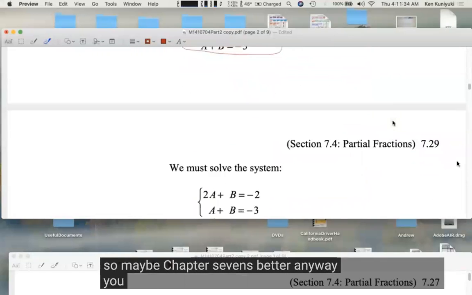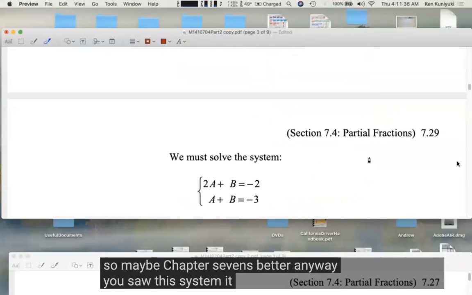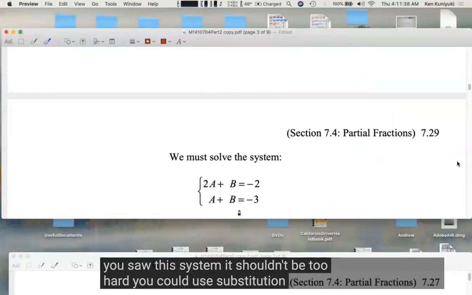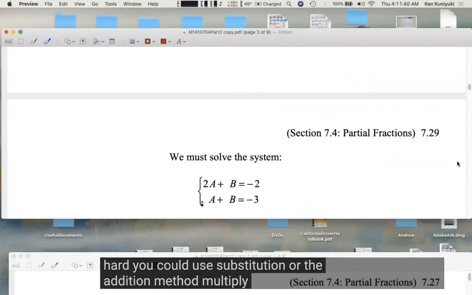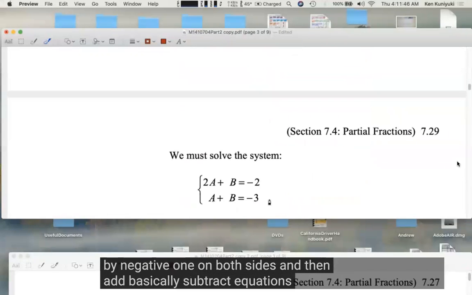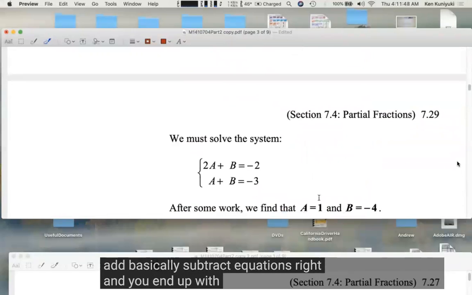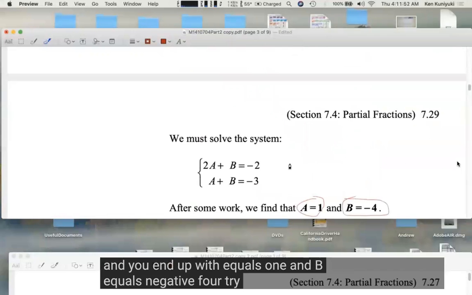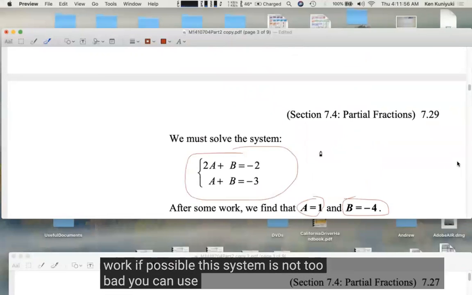Anyway, you solve this system. It shouldn't be too hard. You could use substitution or the addition method, multiply this bottom guy by -1 on both sides, and then add, basically subtract equations, right? And you end up with a equals 1 and b equals -4. Try to show the work if possible. This system is not too bad. You can use the methods from early in chapter 7.